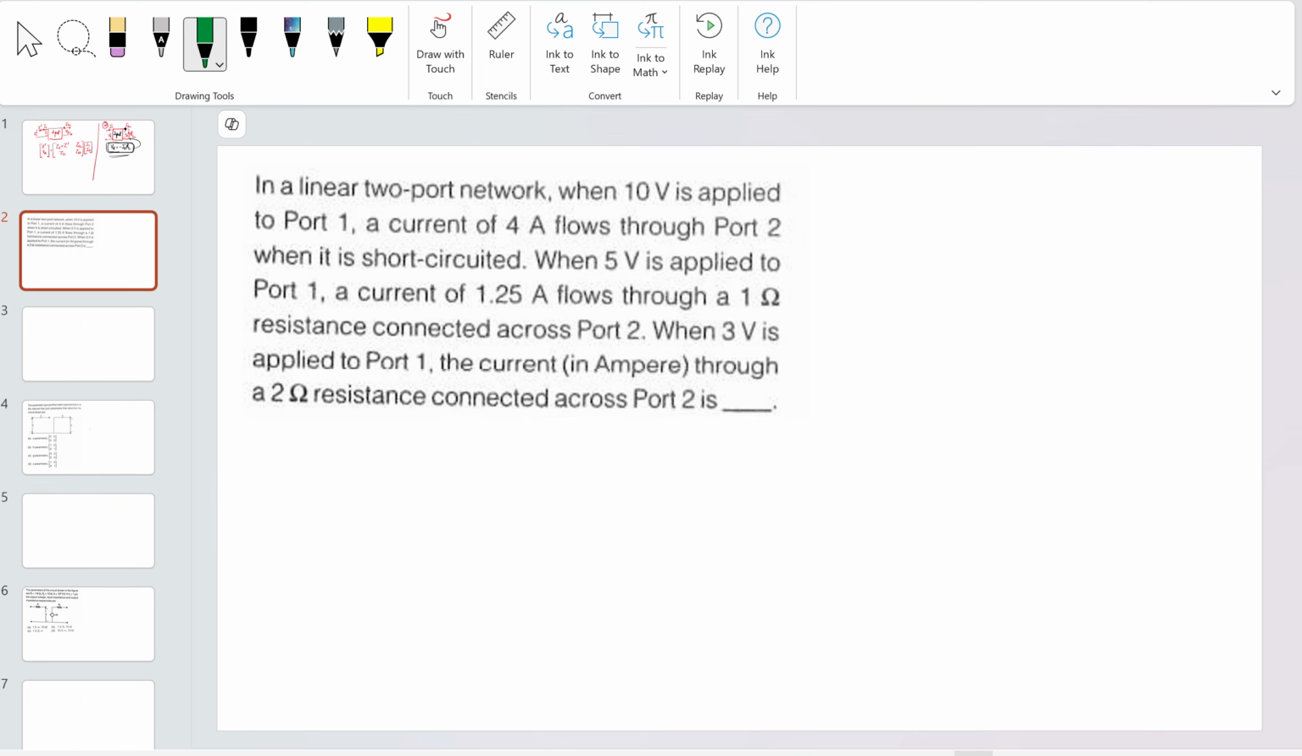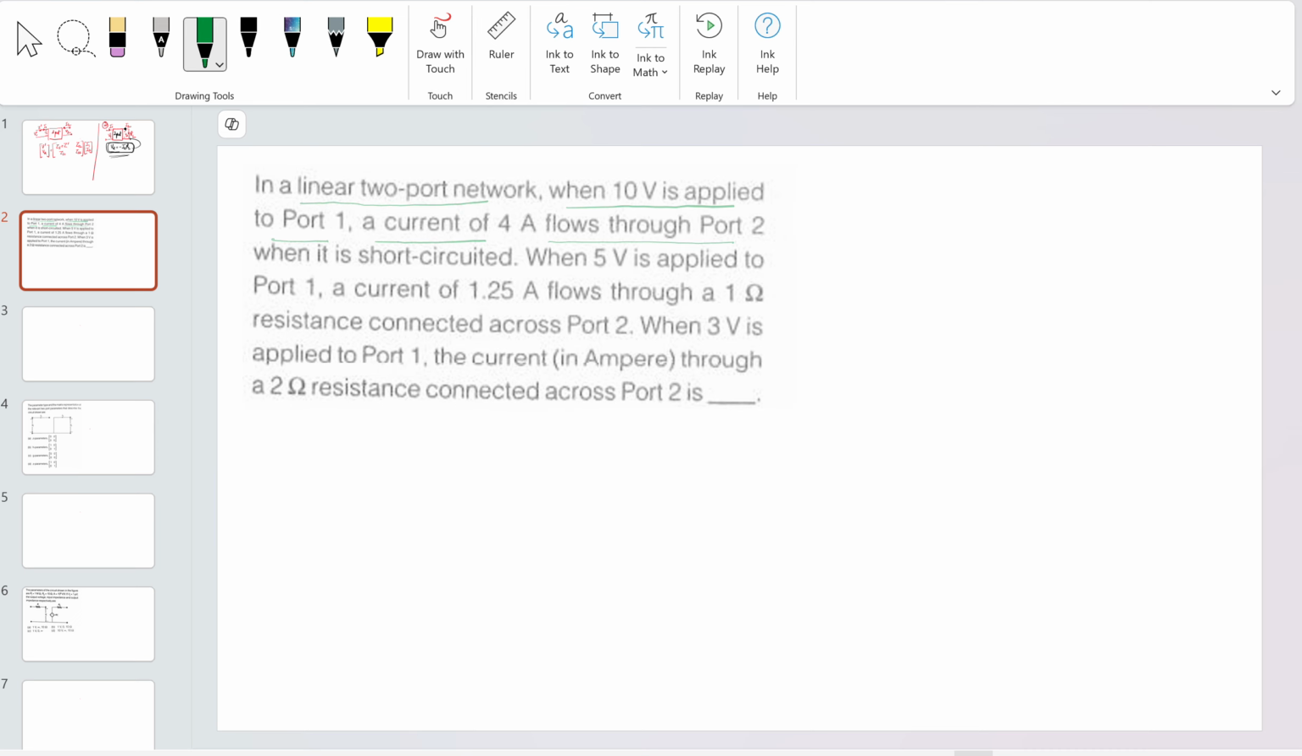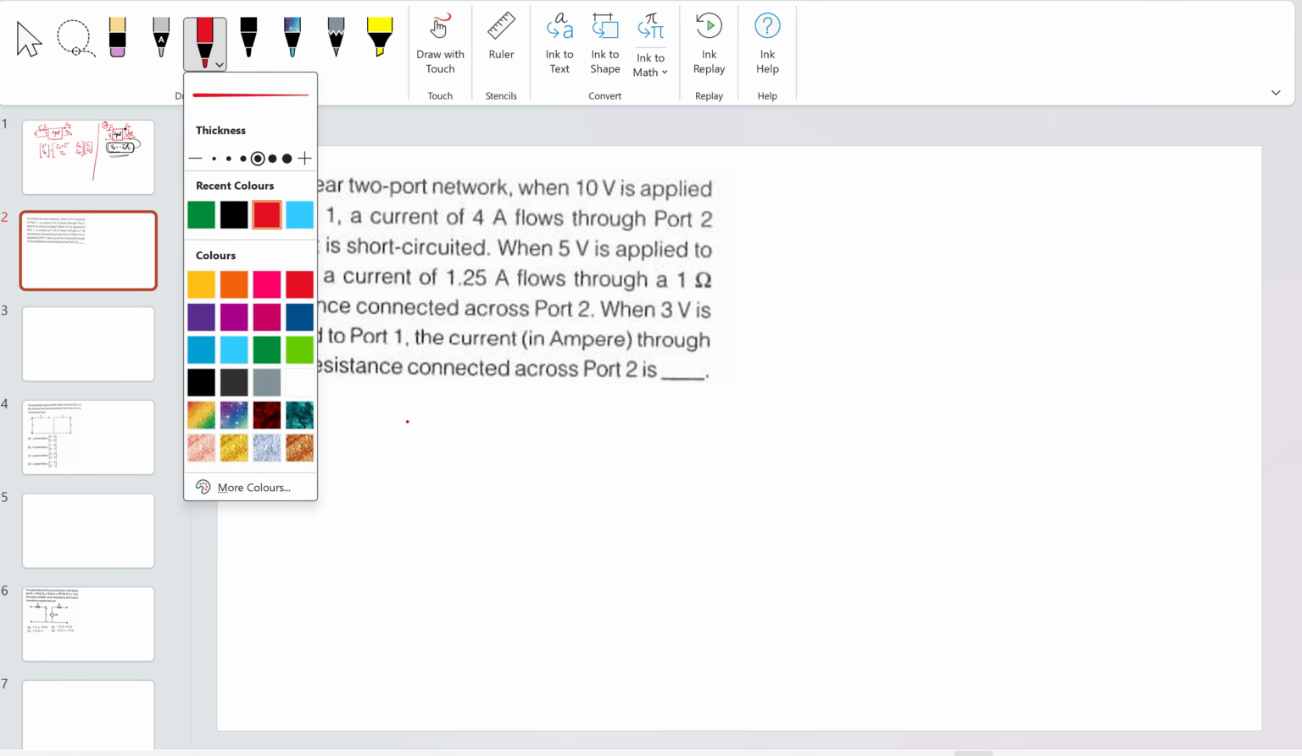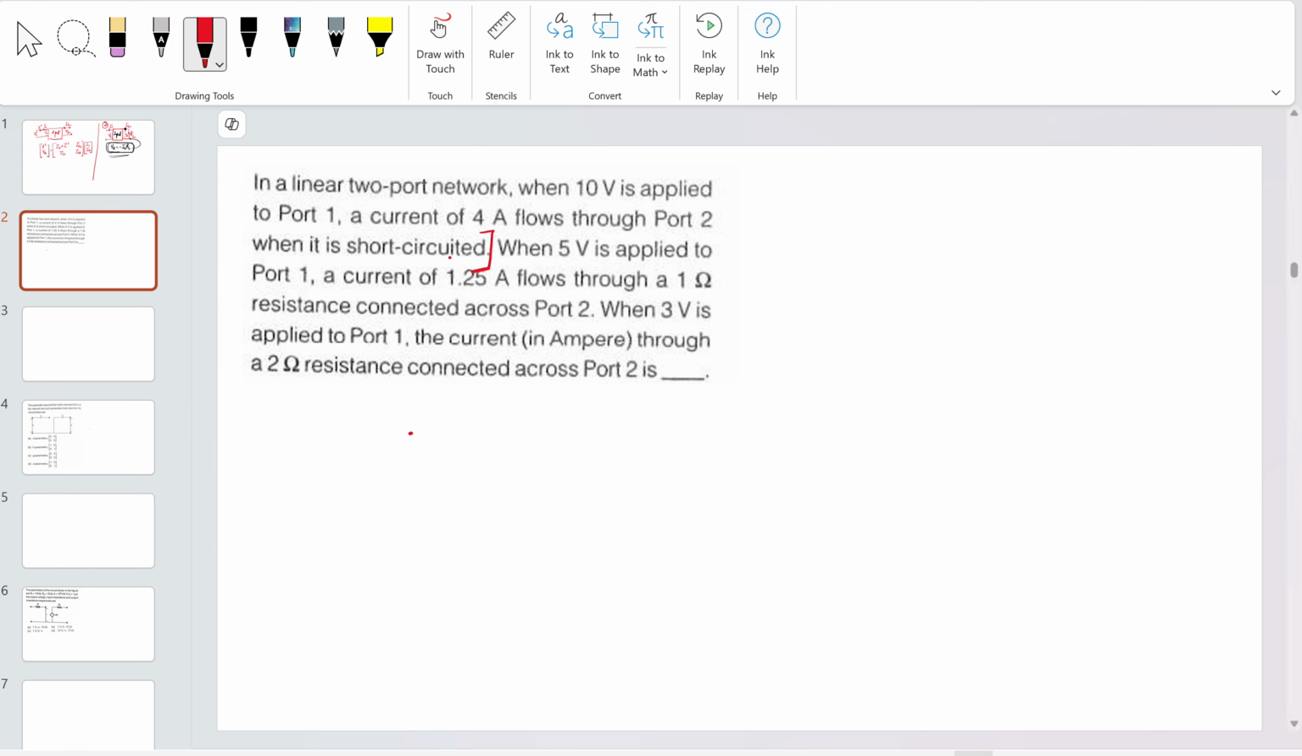If you read this problem, it says: the linear two-port network, when 10 volt is applied at port 1, a current of 4 ampere flows through port 2 when it is short circuited. What is it saying? Let me take these statements and bifurcate them, till here. It could be represented like this.